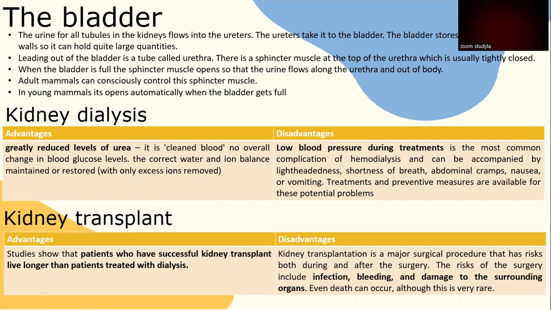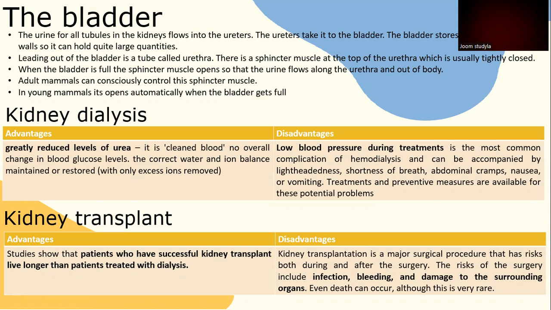There is a sphincter muscle at the top of the urethra, which is usually tightly closed. When the bladder is full, the sphincter muscle opens so that the urine flows along the urethra and out of the body. Adult mammals can consciously control this sphincter muscle. In young mammals, it opens automatically when the bladder gets full.